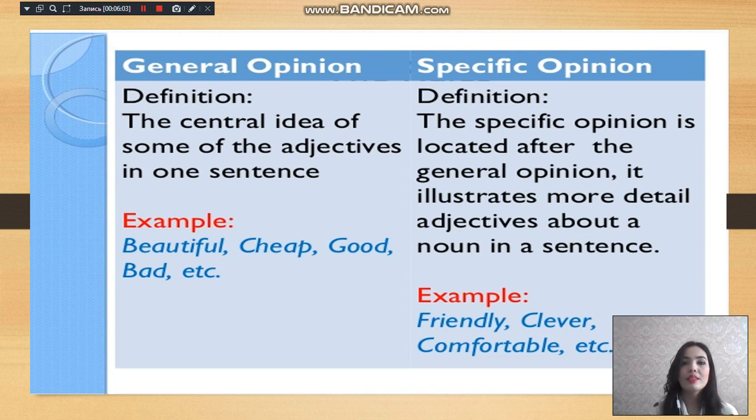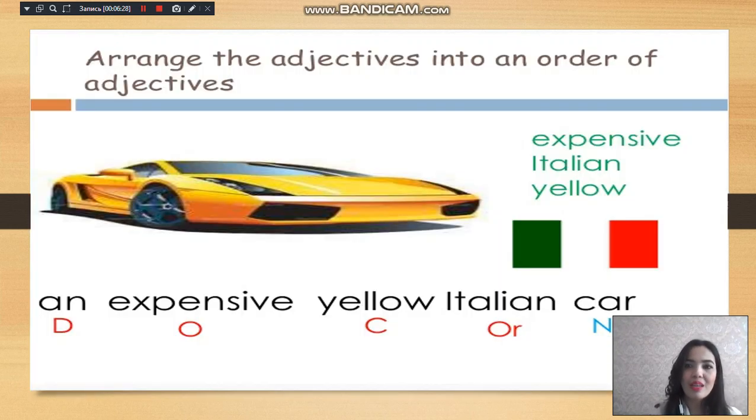General opinion. The central idea of some of the adjectives in one sentence. For example, beautiful, cheap, or expensive, good, bad. So specific opinion is located after the general opinion. It illustrates a more detailed adjective about a noun in a sentence. For example, friendly, clever, comfortable. So now let's look at this picture, and as you see here are given 3 adjectives: expensive, Italian, and yellow.